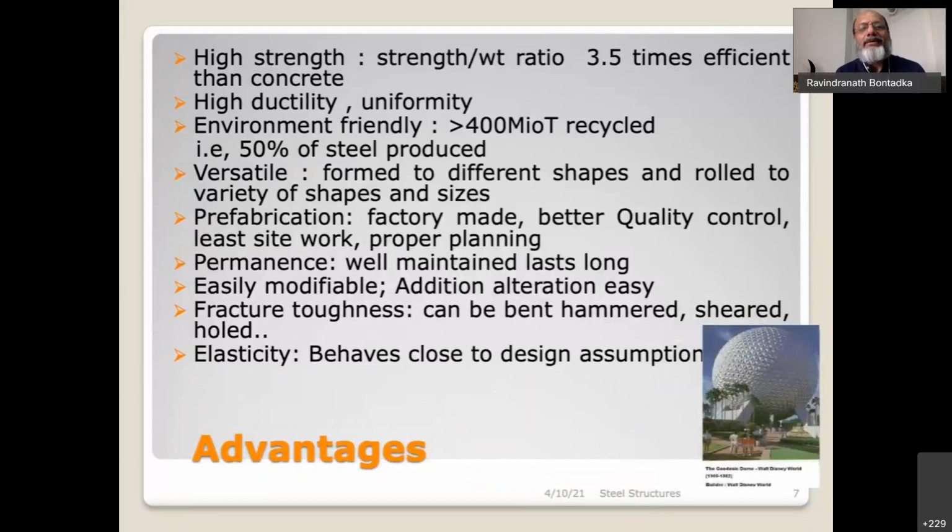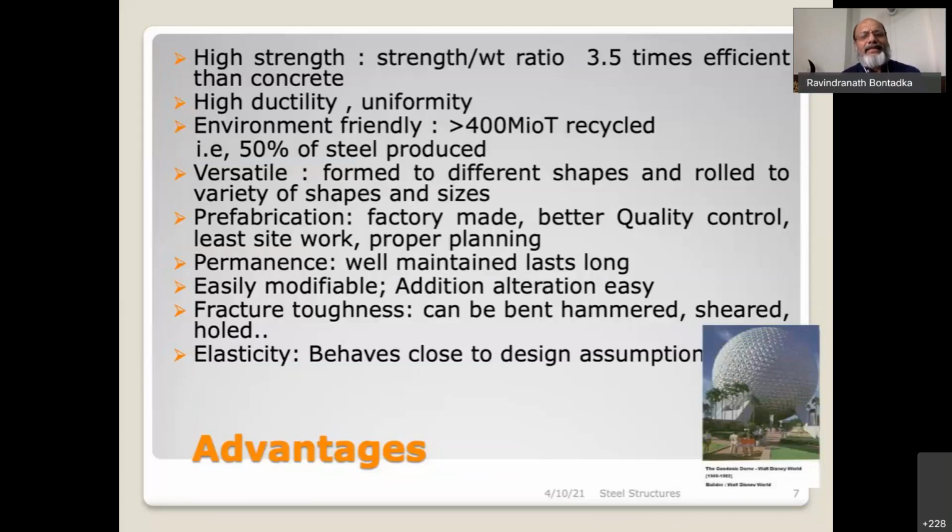Then the other advantages, as I mentioned, compared to the most commonly used material, the concrete: strength to weight ratio is 3.5 times more efficient than concrete. This has got a high ductility and uniformity in sections compared to concrete or other materials, and this is an environment friendly material, because all over the world we recycle more than 400 million tons. That is 50% of the steel produced all over India. So this is quite environmentally friendly.